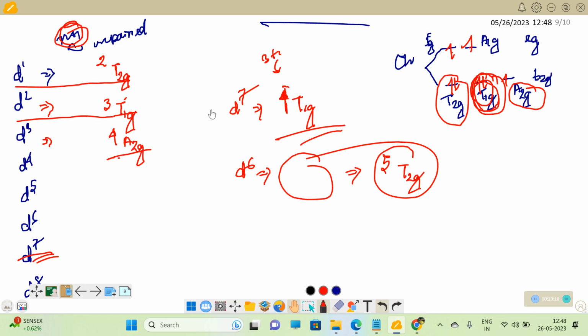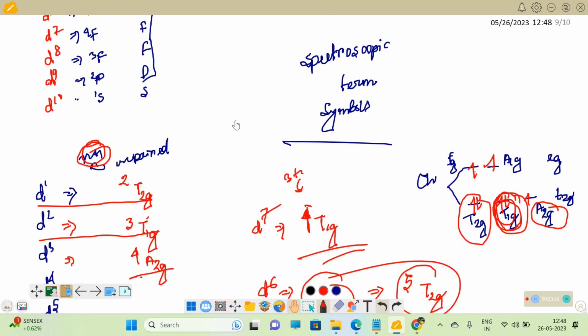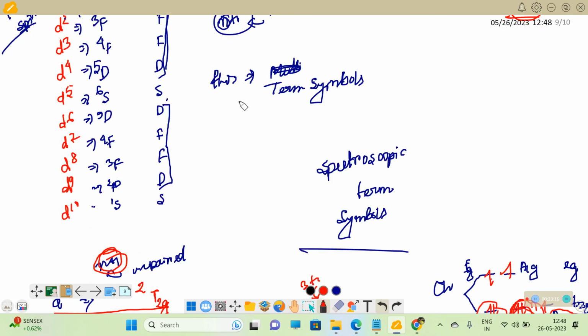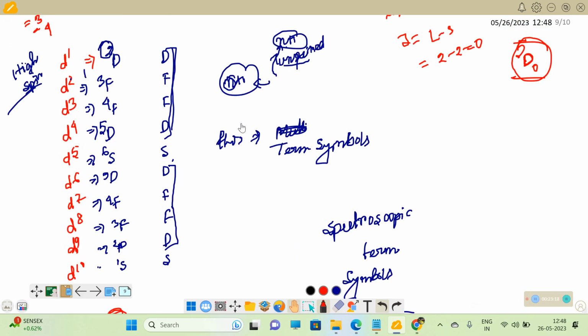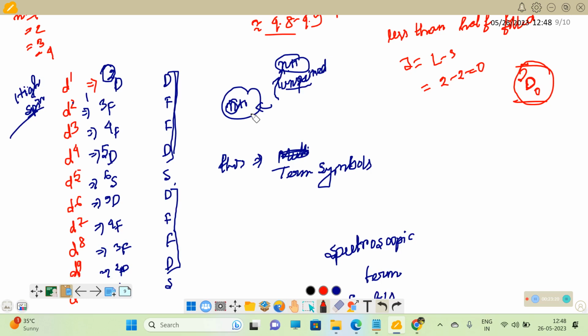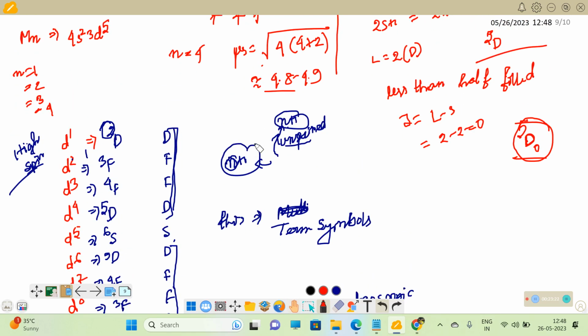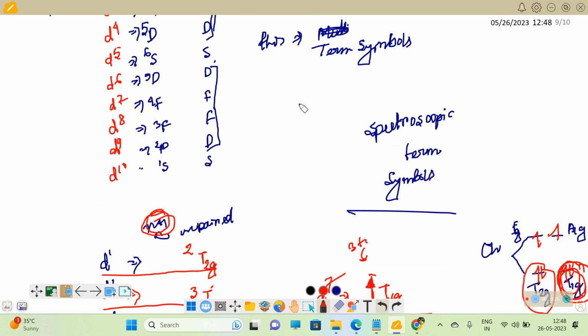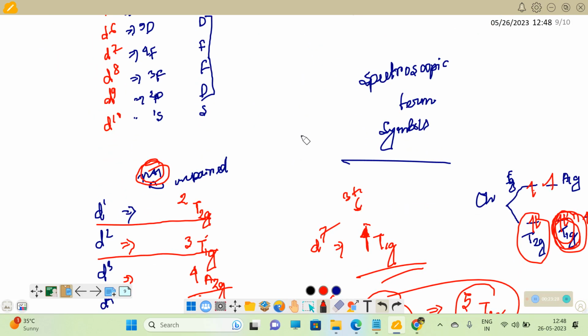So these are the things: how to solve, how to evaluate the spectroscopic term symbols. And before, I told how to evaluate the Mulliken term symbol. So this is the process, the short tricks I follow. Okay, so without wasting any time, coming to the next question, the last question of this series.